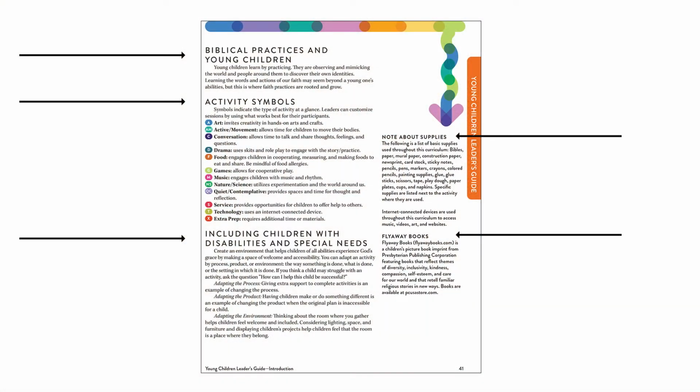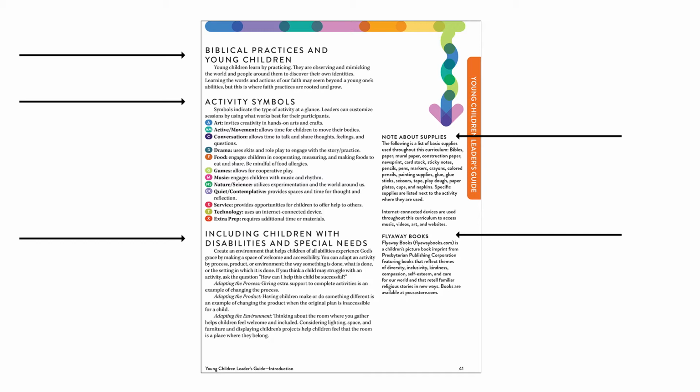The second page you're going to see has a whole bunch of helps for the leader. There are activity symbols and a key that defines what each of those activity symbols mean. You're going to find these activity symbols next to each activity in the session plan, and it gives you a good idea of what kind of activity it is. We've also included information about supplies and some standard supplies that we think you should have, in addition to what we'll suggest in each of the session plans.